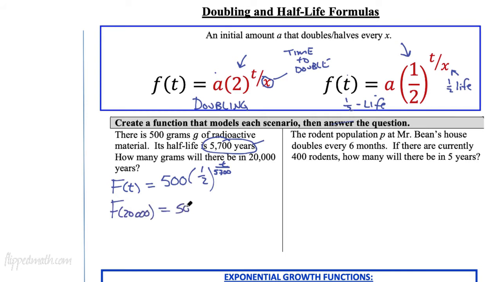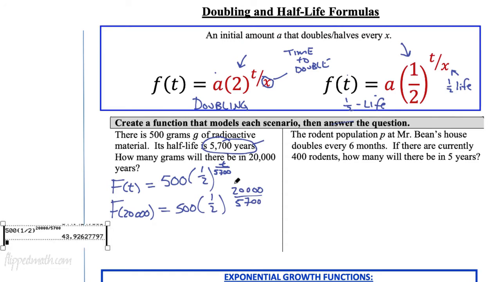That's going to equal 500, 1/2 to the 20,000 over 5,700. And when I plug these in, just to make sure I always put it in the right place, I ask myself, that's about 4 half-lives, right? 20,000, because a half-life is about 5,000 years. So when I write my fraction, make sure that you're putting the bigger number on top so that you get about 4. Let's put that in the calculator.